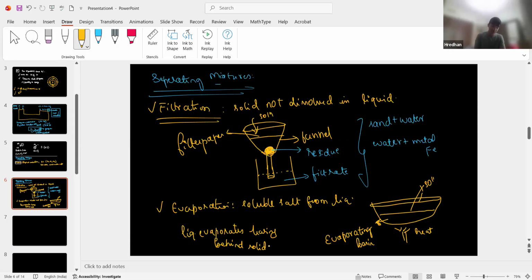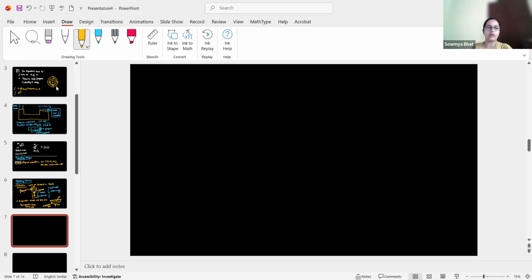Soluble salts from liquids. Are there three ways, or are these the only two? No, there are many. Once you're done, I'll go ahead. But these are the main two that will come up in the exam.